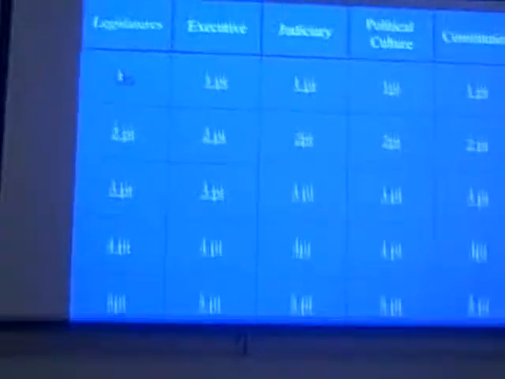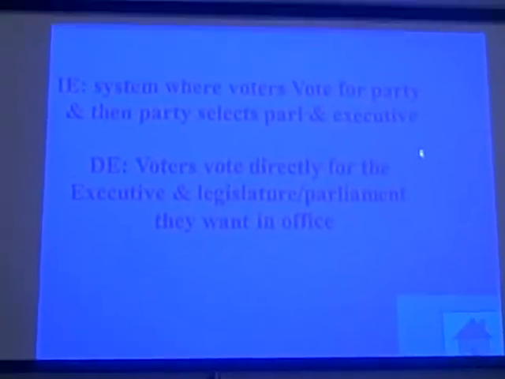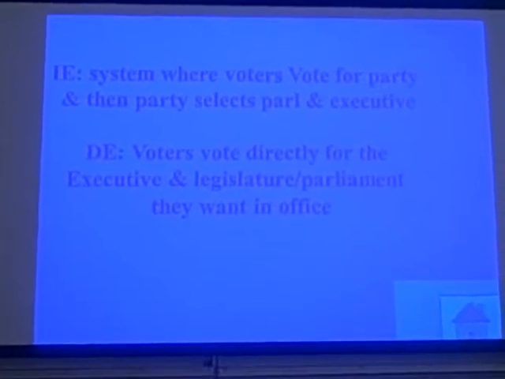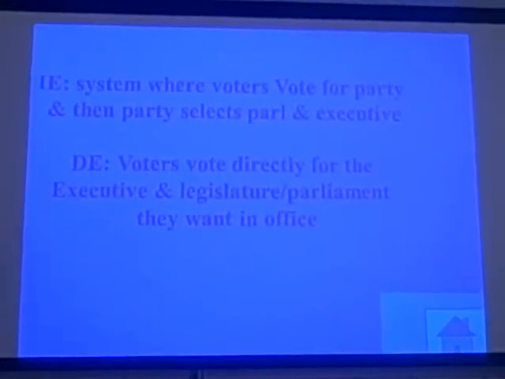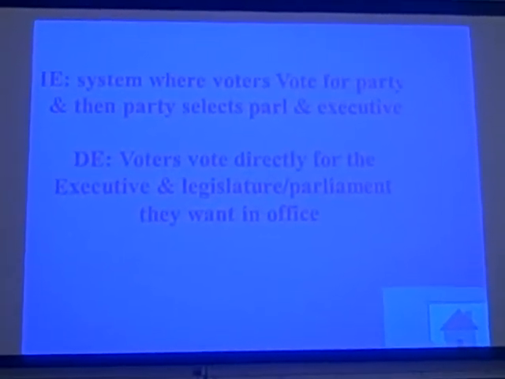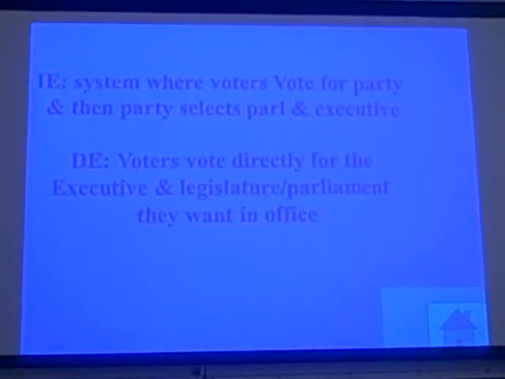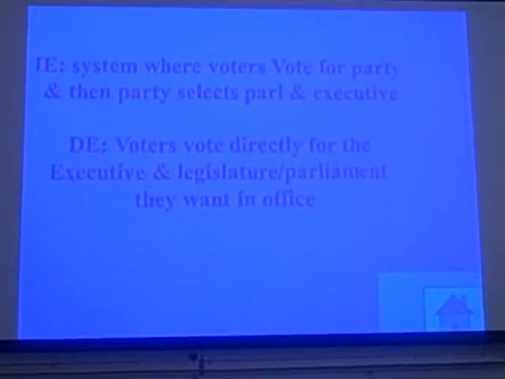All right, and then direct elections is when you choose not the party, but you choose the candidate. You choose the person. Voting for the person. And where do you typically find those? America. You typically find those in America. System where voters vote for party and then the party selects the parliament and the executive. Direct election, voters vote directly for the executive and the legislature or the parliament they want in office. So it's voting on the individual.